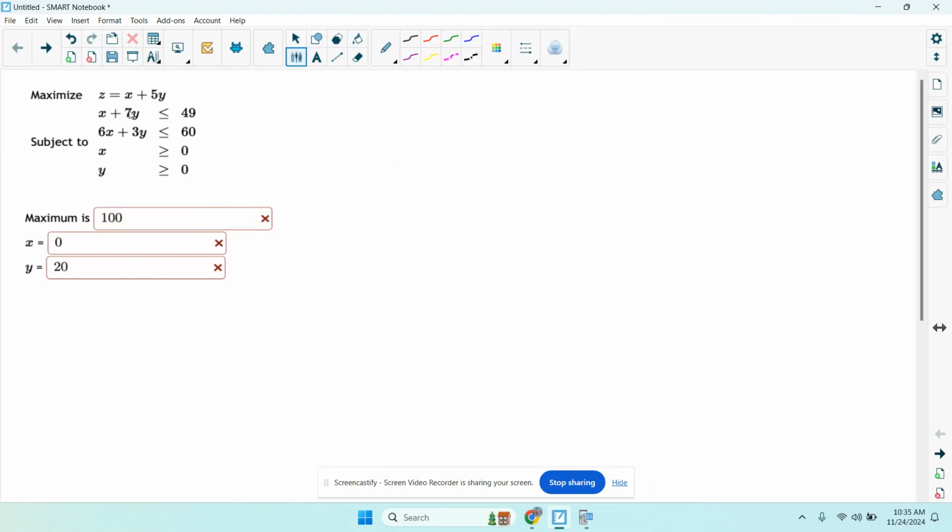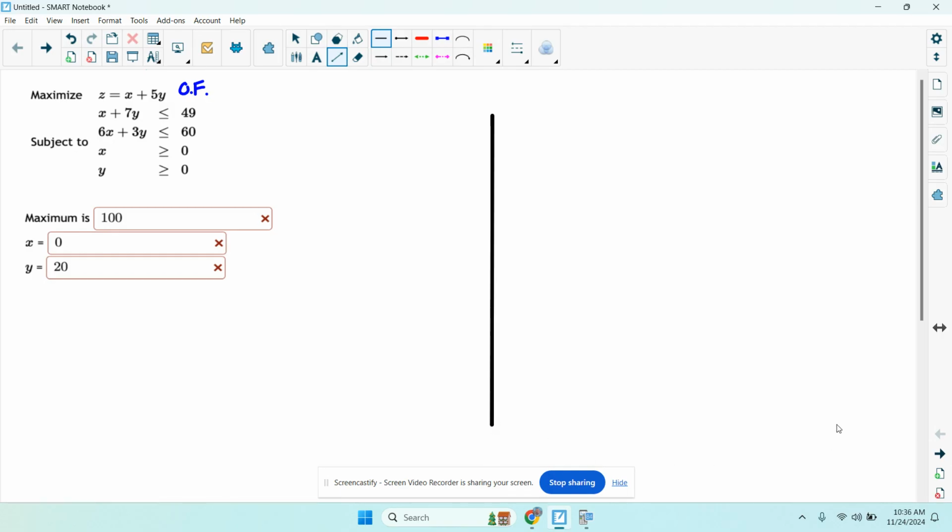Okay, so this says maximize z equals x plus 5y, so that's going to be our objective function. And we have these constraints here, these four inequalities that we're going to graph. These bottom two, x is greater than or equal to 0, y is greater than or equal to 0. Remember, that just means that we are in the first quadrant.